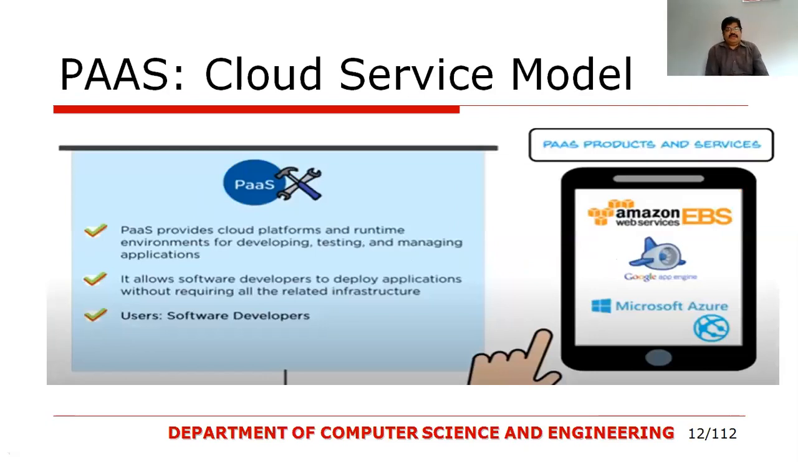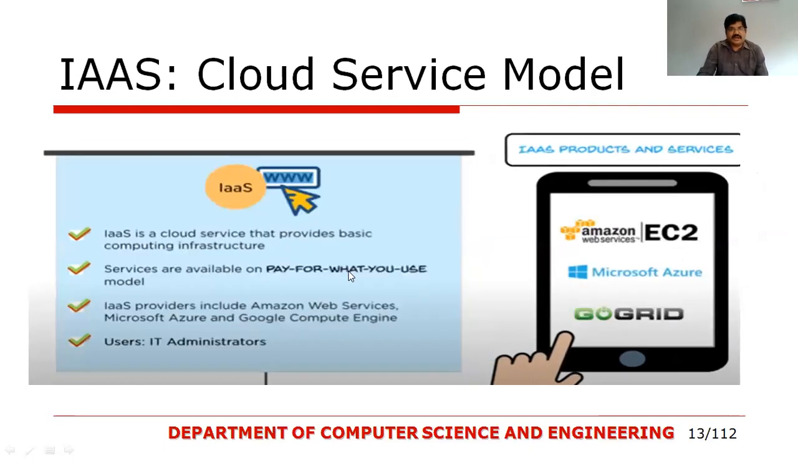Next one is PaaS. PaaS stands for platform as a service. In platform as a service, some of the products and services are Amazon Web Services Elastic Beanstalk, Google App Engine, and Microsoft Azure, which is also one of the service providers offering platform as a service in the market. The best example is software developers. Next, moving to another slide.